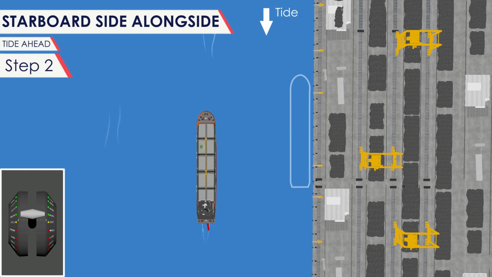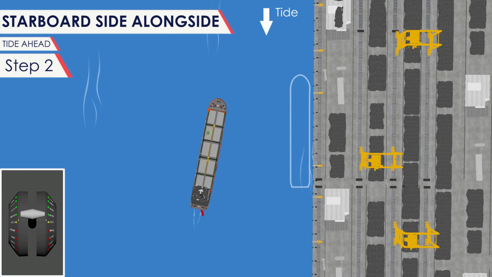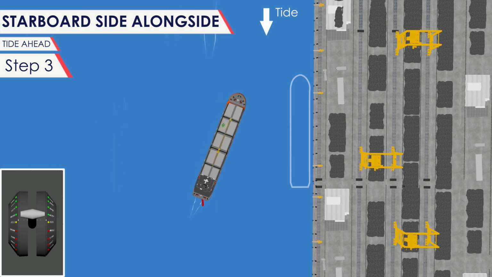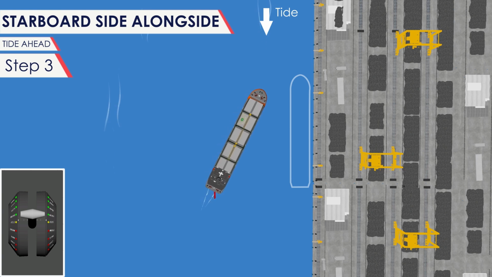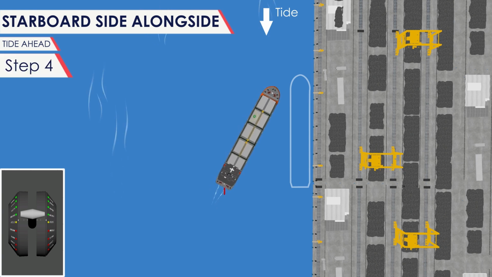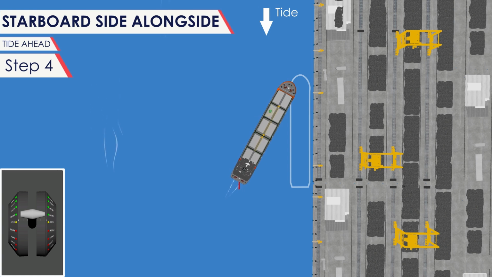Step 2, I will apply starboard helm to cause the bow to cant towards the berth. Step 3, I will then steady the ship's head and maintain a balance between the tide pushing me down and engine pushing ahead. The vessel could expect to move bodily towards the berth. Step 4, when just off the berth, I will bring the vessel ahead to tide.